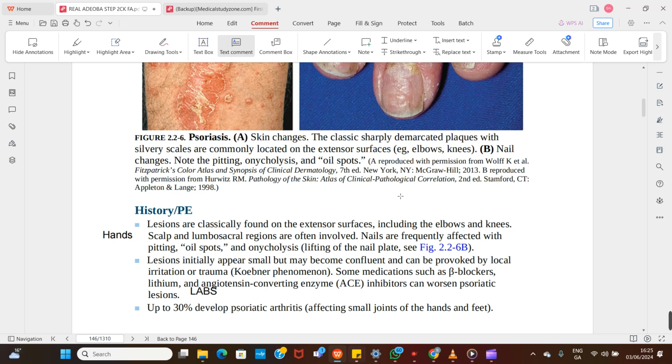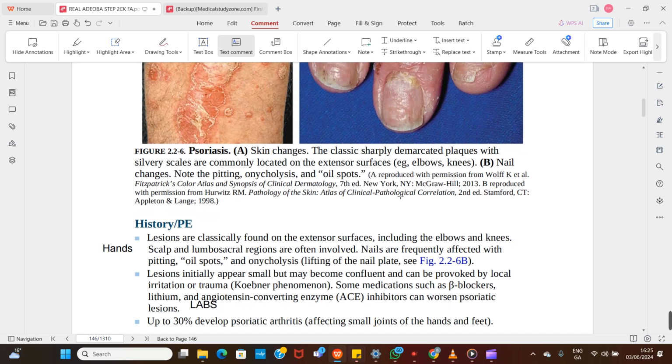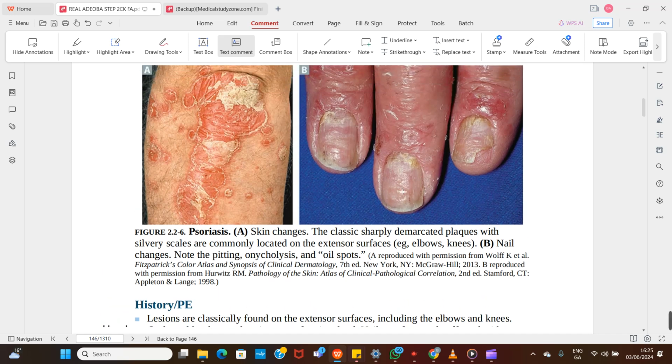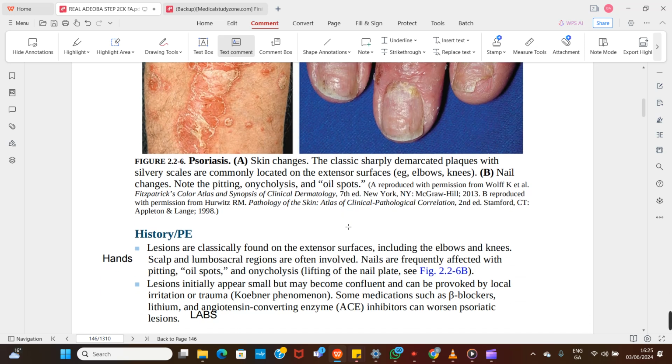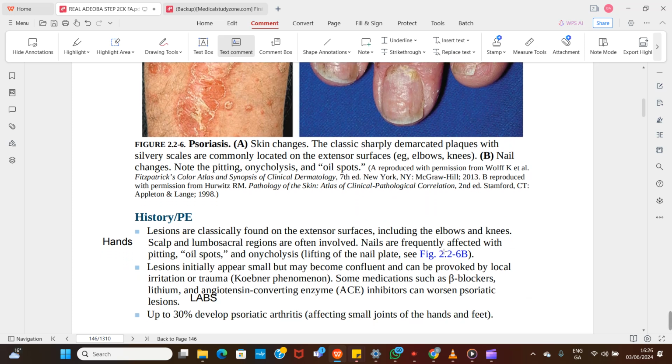Classic for psoriatic lesions: nail pitting, oil spots, and onycholysis. So lifting of the nail plate with even breaking up. It is like an oily deposit there, which is an oil spot, and sometimes you can notice breaking of the nails, onycholysis, but the most important one here is nail pitting. Very, very important stuff, right? The lesions can evolve with time. They might appear small and later they become bigger and they become confluent.